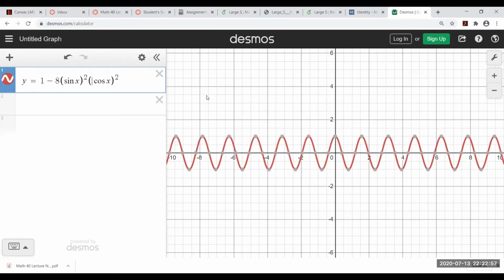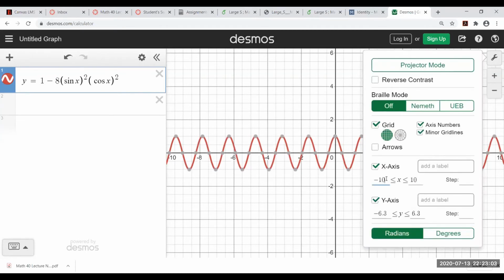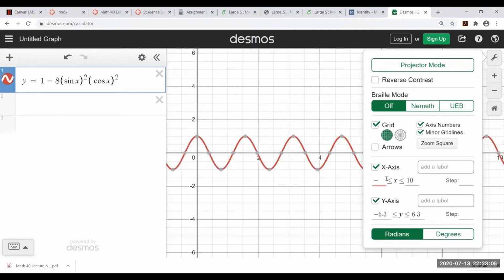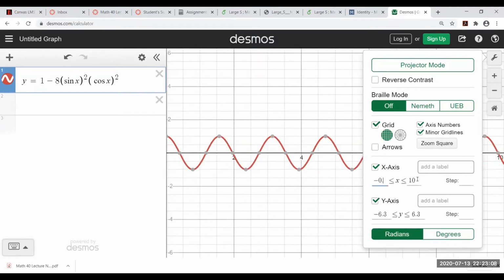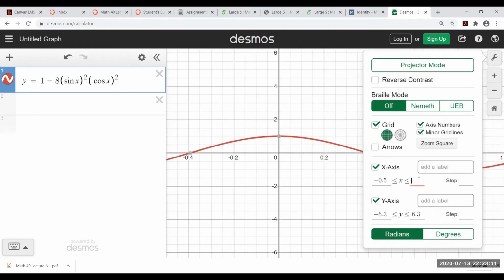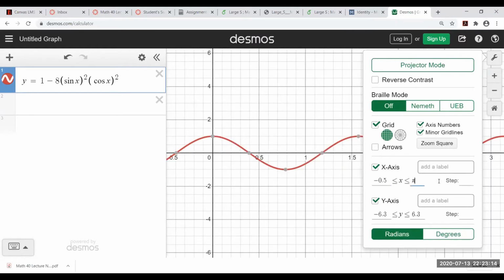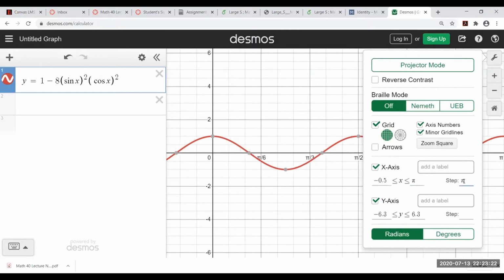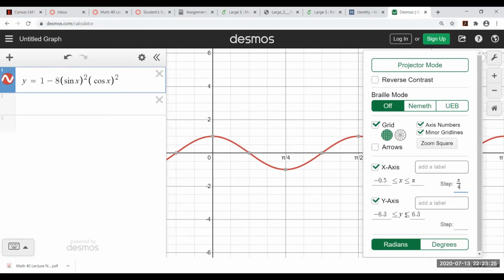Okay, so I've got that, and then let me just change the x and y axis so that it focuses only on what we graphed, which was from 0 to pi. Okay, and then we have a step size of pi over 4. And for the y-axis, we're okay with just having these.